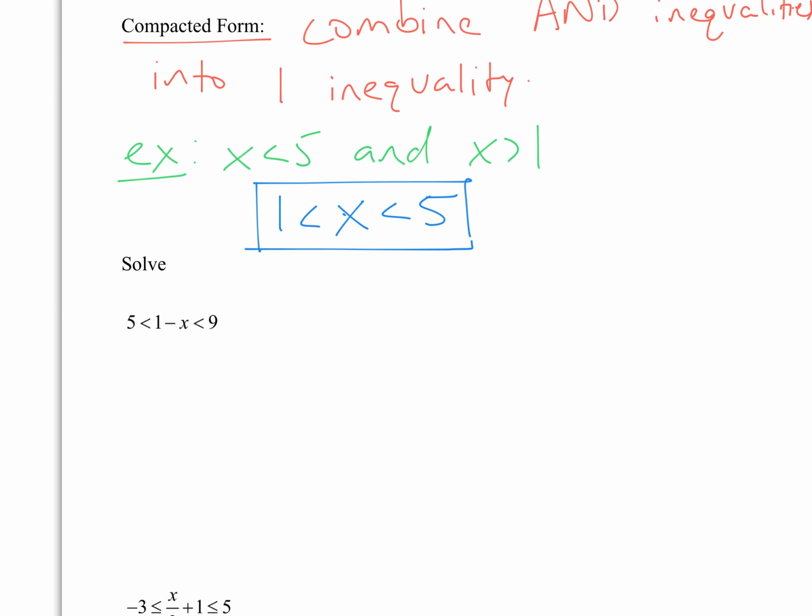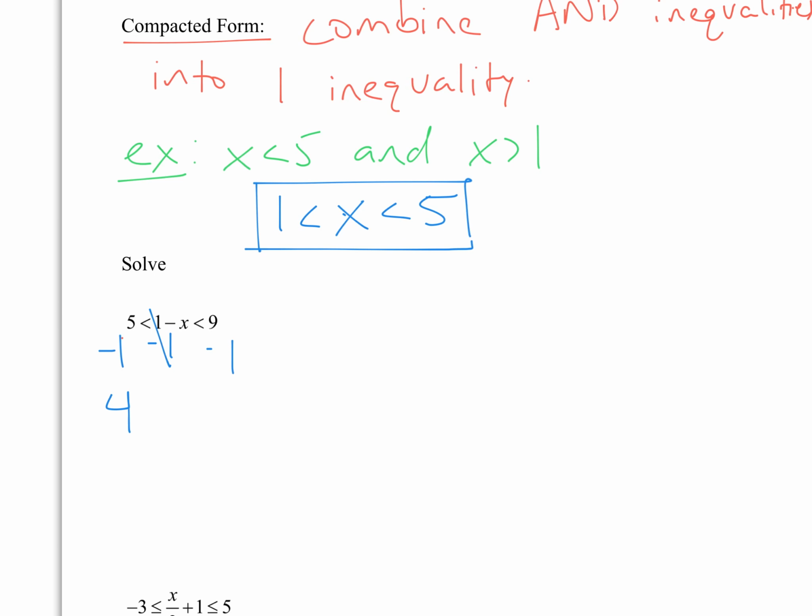Looking at the first example, this says 1 minus x is in between 5 and 9. Or 1 minus x is greater than 5, and 1 minus x is also less than 9. If we solve this, we're going to solve it just like another inequality, but it has 3 parts. Here's one part, here's one part, and then there's a third part. So that means what we do to the inside to get x by itself, we have to do to all 3 parts. And to get x by itself, I'm going to start by subtracting 1, because those cancel. That means I subtract 1 on the left, I subtract 1 on the right.